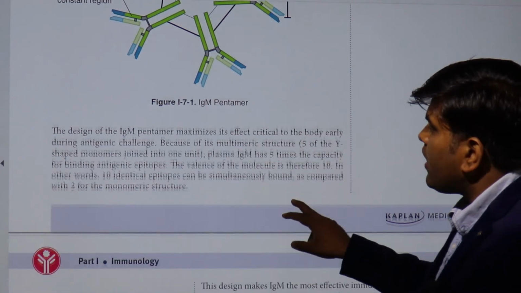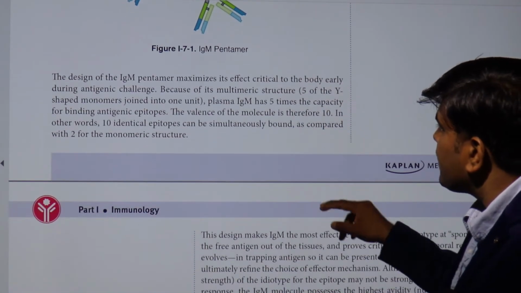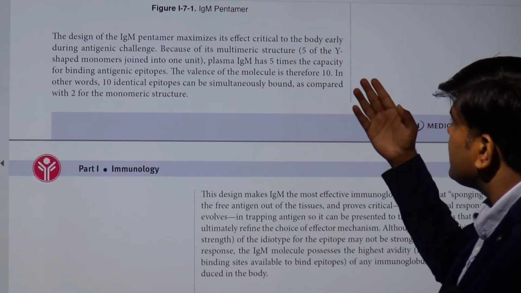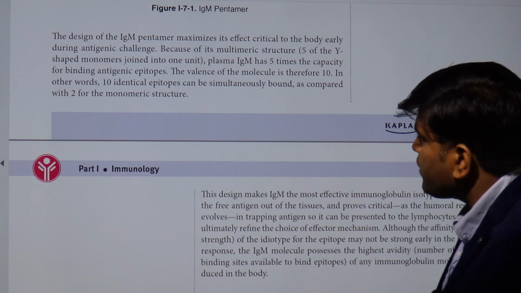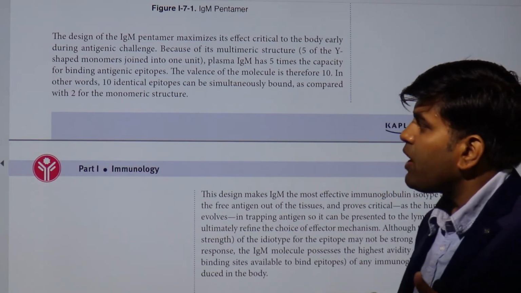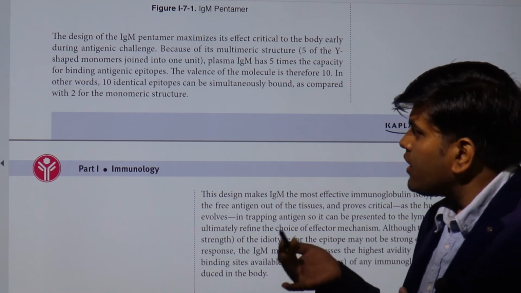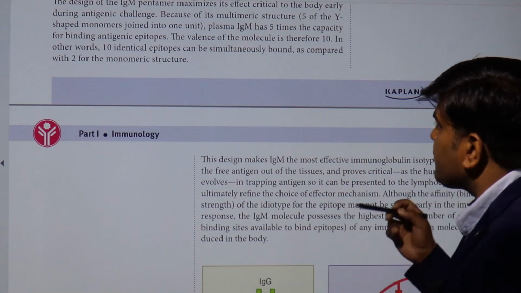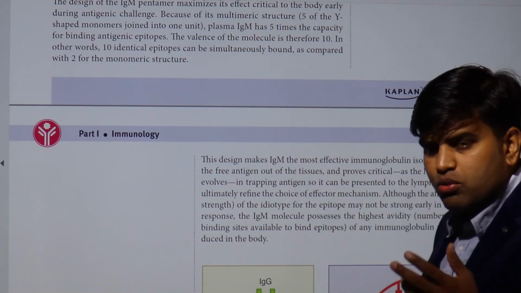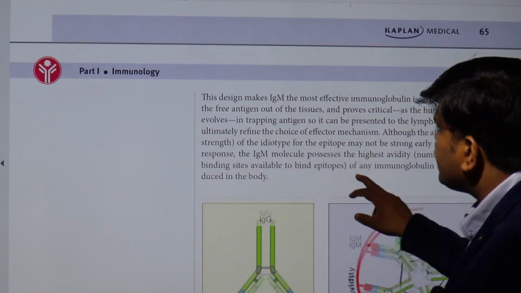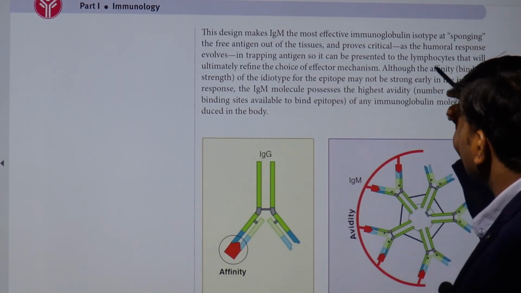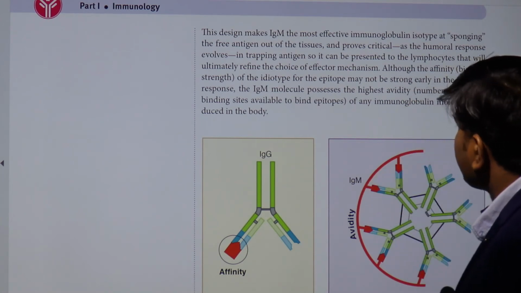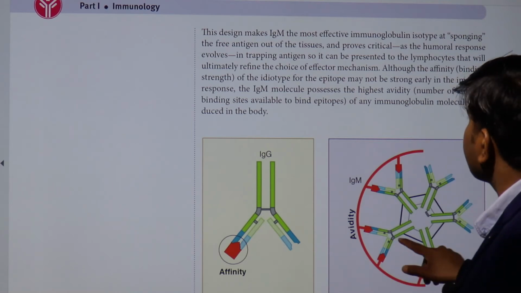The design of the IgM pentamer is critical to the body early during the antigen challenge because of the multimeric structure, that is, the 5 Y-shaped monomers join into one unit. It has 5 times the capacity for binding antigen epitopes, that is, more antigen binding sites. The valency of the molecule is therefore 10. In other words, 10 identical epitopes can be simultaneously bound, as compared to the other monomeric units that have 2 binding sites. The design of IgM makes it the most effective immunoglobulin isotype for sponging free antigen from the tissue, and it is critical as the humoral response evolves, trapping the antigen so it can be presented to the lymphocyte.